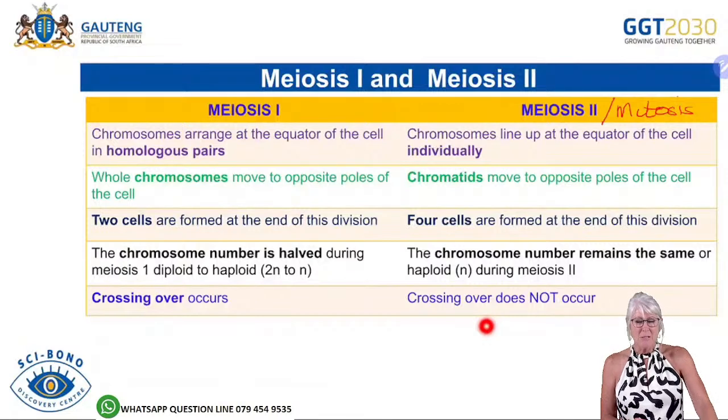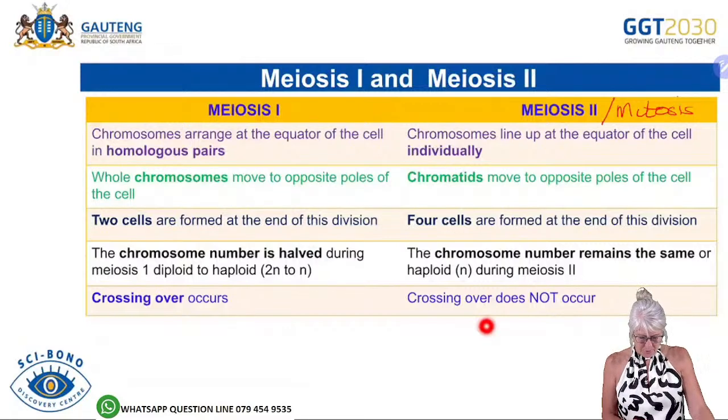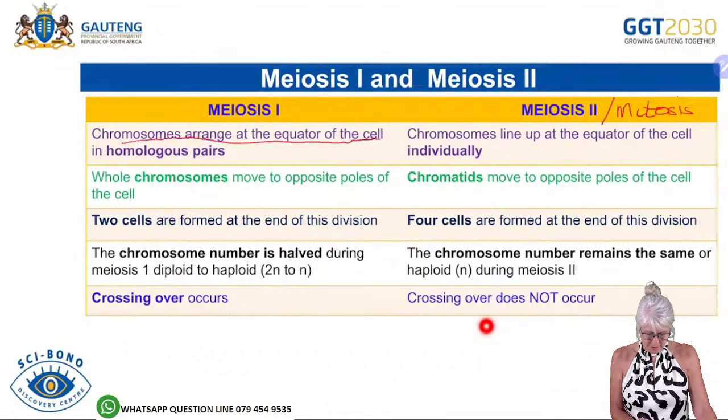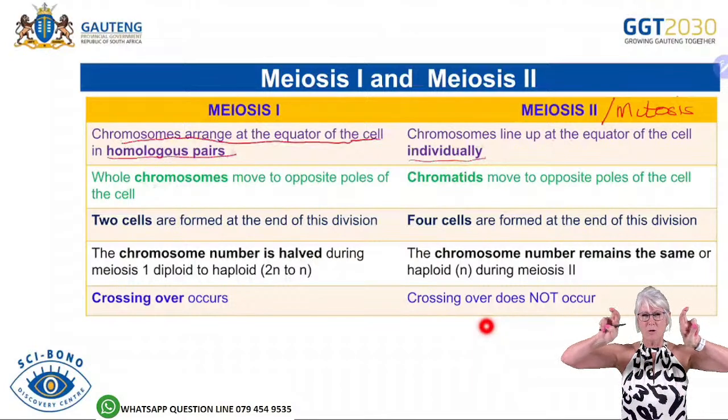Alright, so some more differences when we're looking a little bit deeper. In meiosis 1, the chromosomes arrange themselves at the equator, in metaphase 1, in homologous pairs. Whereas in meiosis 2, they line up at the cell individually, which is exactly the same as mitosis. In meiosis 1, in anaphase, when the homologous pairs of chromosomes separate, it's whole chromosomes that move to opposite poles.